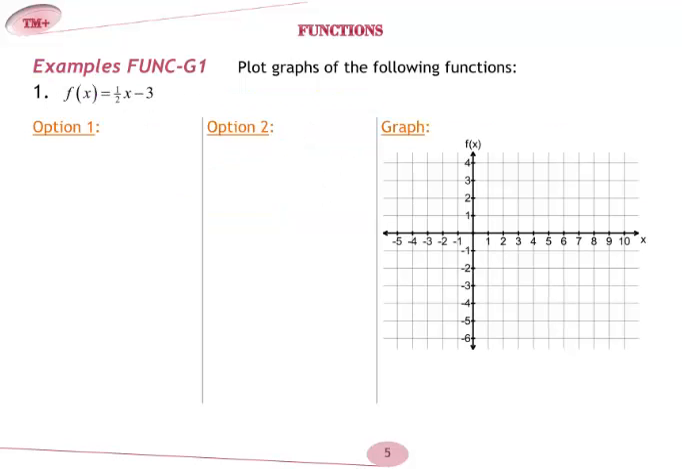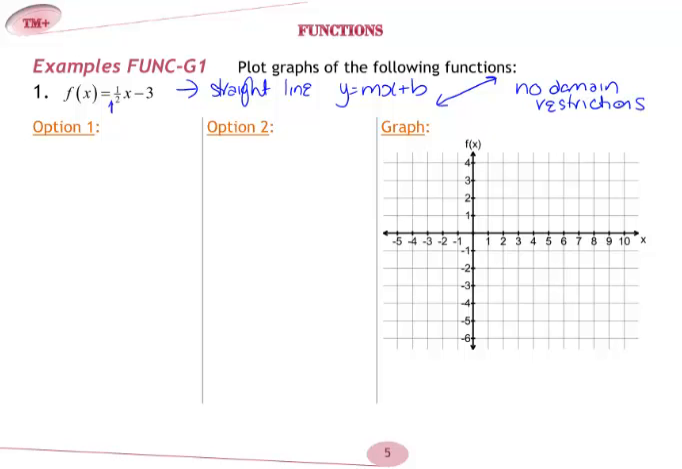First one here, f of x equals a half x minus 3. You should realize that that's a straight line, because it's in the form of y equals mx plus b. You should also realize, because there's a positive m value, that your line's going to slope up from left to right. Now, because we have a straight line, there's no domain restrictions. It exists for all x and y values. So option 1 here is to do a table of values, and this is what we've already looked at in the TM Plus module when we were plotting straight lines.